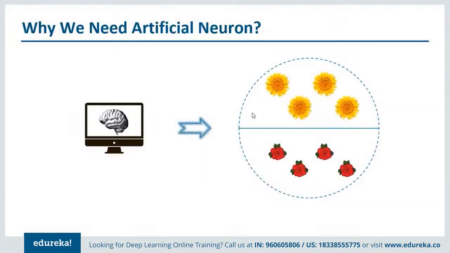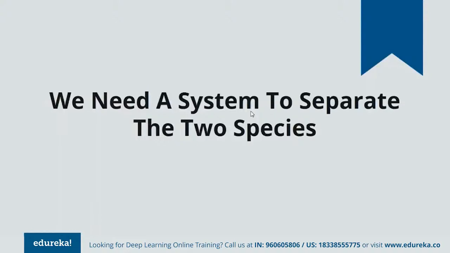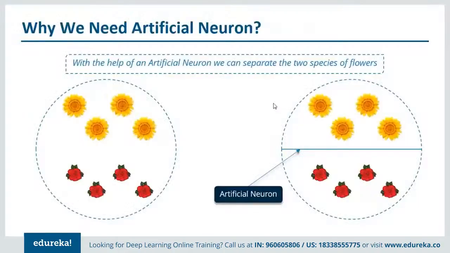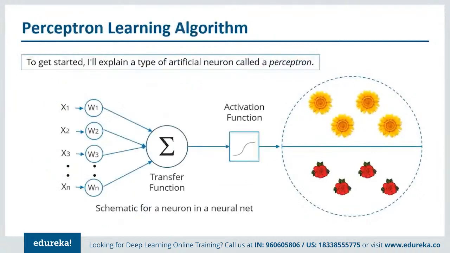So what we need here is some sort of a system that can actually separate the two species. And what is that system? It is nothing but an artificial neuron. So we need an artificial neuron, and one type of artificial neuron is a perceptron. Now let me explain the perceptron with the flow diagram that is in front of your screen. Over here, we have a set of inputs like x1, x2, and so on till xn. These inputs will be multiplied with their corresponding weights, which are w1, w2, w3 till wn in our case.